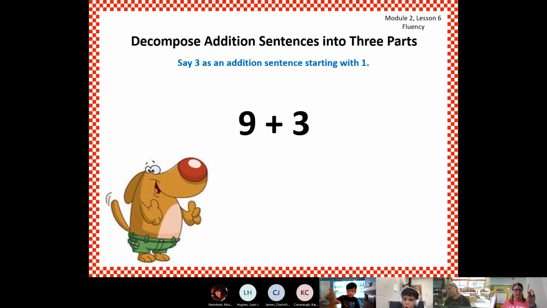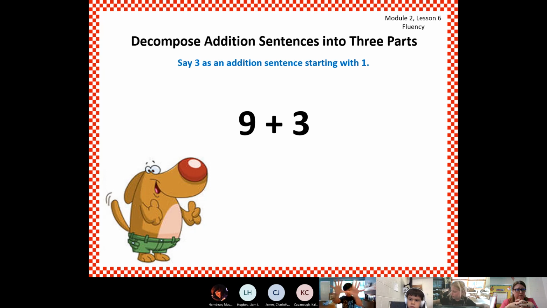3 is what? 1 and 2. 1 and 2. All right. Now circle that 9 and that 1. Circle the 9 and the 1, because 9 plus 1 makes what? Show me with your fingers. 9 plus 1 makes what?